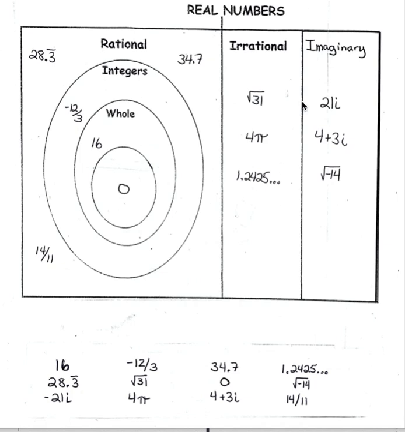Now, imaginary numbers always have the i. Whenever you have the i, it's an imaginary number, 21i and then 4 plus 3i. The square root of a negative number is imaginary also, and that's actually what the i stands for, the square root of negative 1. So officially, you would put an i out front. You'd take that negative sign out front, put an i there. We wouldn't have the negative anymore. The i would take care of that, and we would have i square root 14.